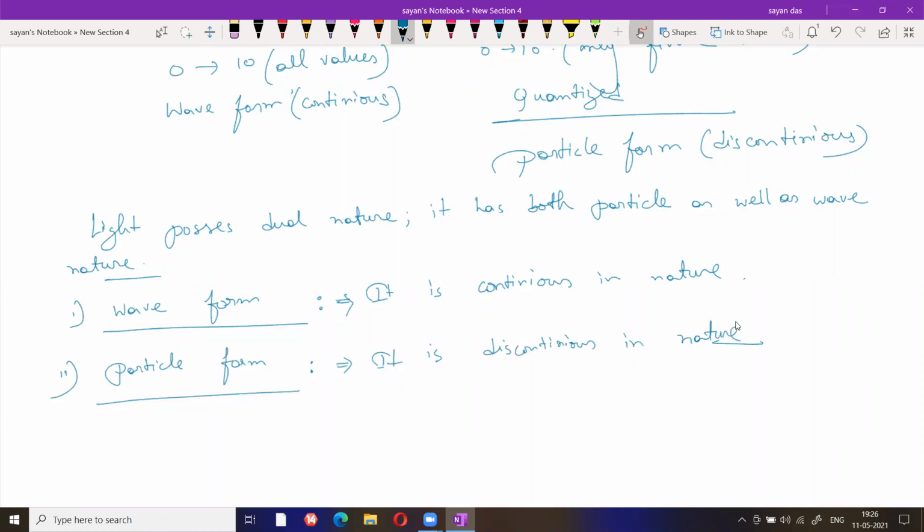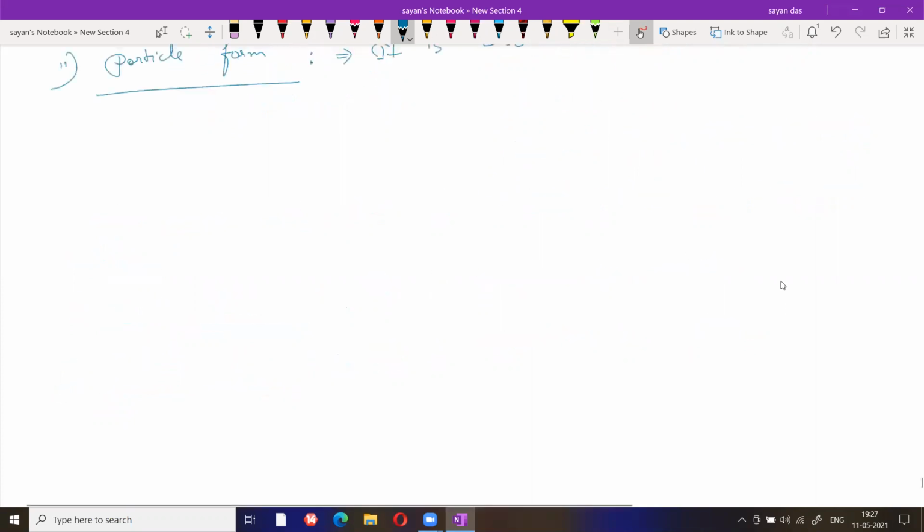Next one is, what is wave? What is the definition of wave? Wave is basically transference of energy without transference of any matter. Wave is basically the mode of transference of energy without transference of any matter. Just write down the definition.